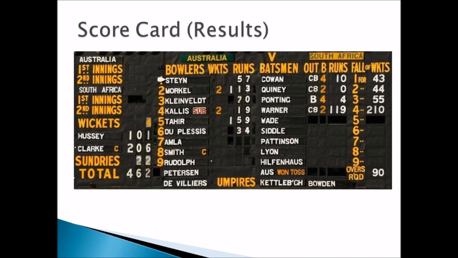A team score is reported in terms of the number of runs scored and the number of batsmen that have been dismissed. For example, Australia's first innings score is 462 for 6 or 6 for 462. A scorecard summarizes a match's statistics. The scoreboard gives the batsman's name and method of dismissal as well as the bowling statistics.